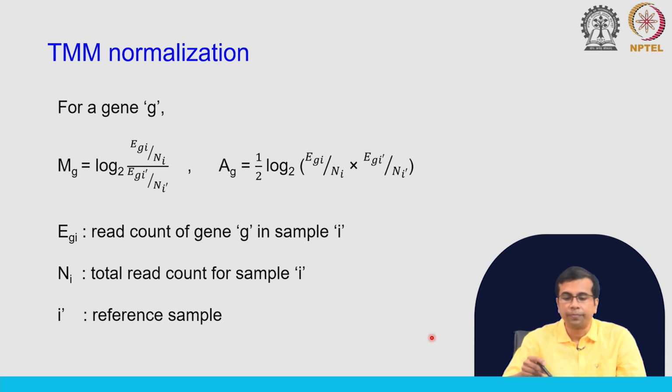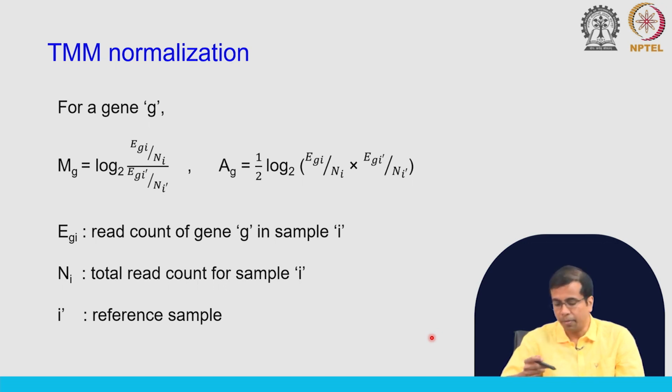Okay. Similarly, you can calculate this Ag, which is kind of an average expression, right. So, again you have this half log2 of E_gi divided by N_i times E_gi' divided by N_i'. Again, we know that E_gi is the read count for gene g in sample i, N_i is the total read count, and similarly E_gi' and N_i' are for the reference sample.